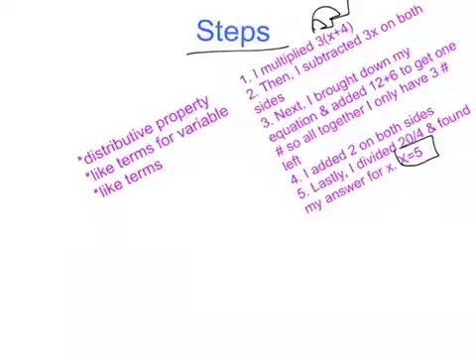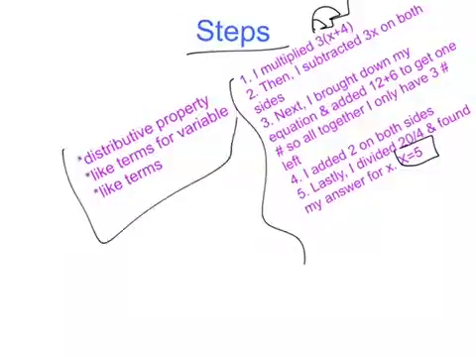And then the other names for all these steps are distributive property, like terms for variables, and just like terms. So I hope this was easy for you, like it kind of got for me. It took me a little bit, but it gets very easy. So I hope I helped you out a little bit, and you understand.